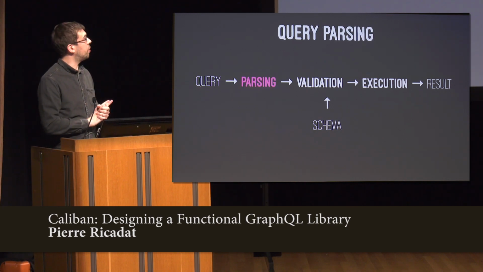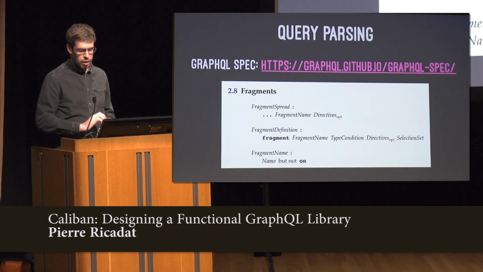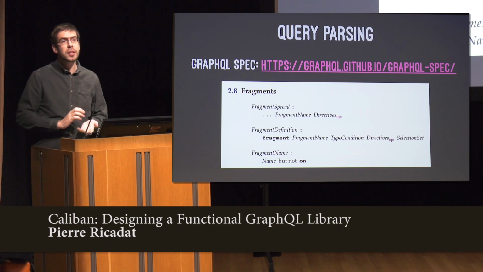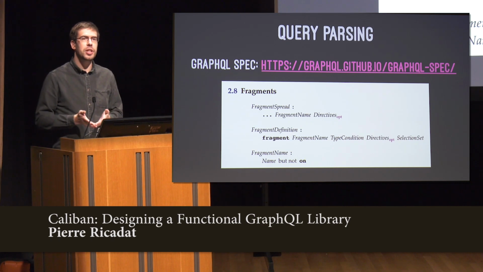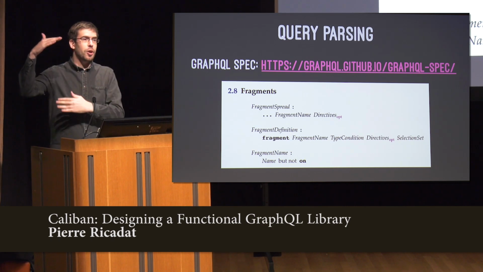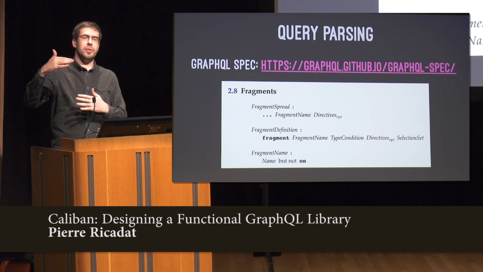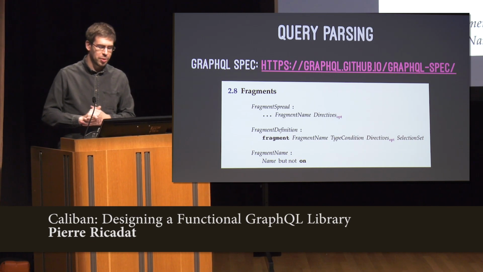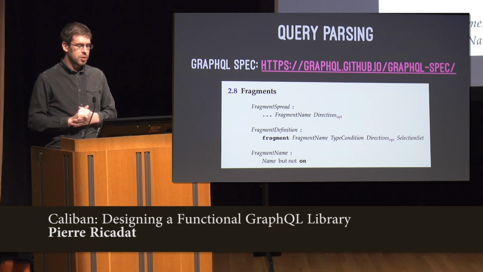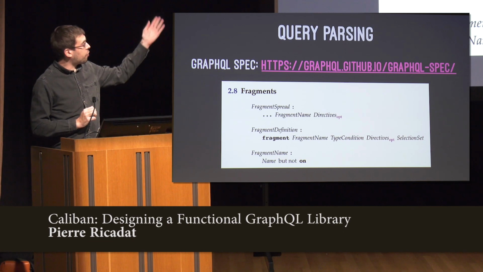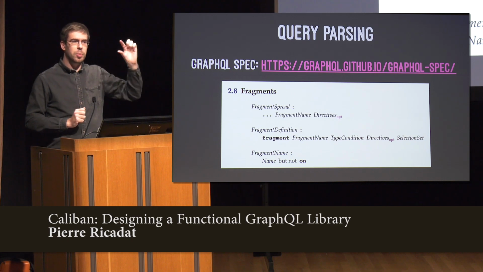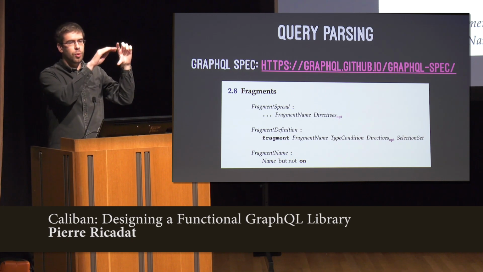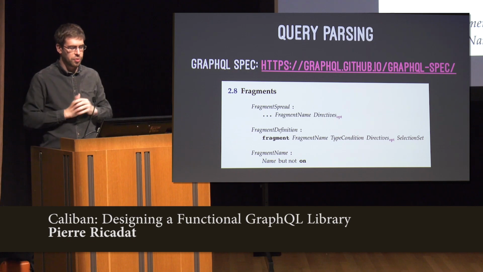So let's start with the parsing. There is a spec document that is quite easy to read. It's very long, so the first time I read it, I thought, okay, it's going to take me a while, but I think the documentation is very good. There are a lot of examples. Here I put an example of a fragment definition. A fragment is a piece of query that you can reuse in multiple places, so you don't need to repeat all the fields. You can put them in a fragment and reuse the fragment.